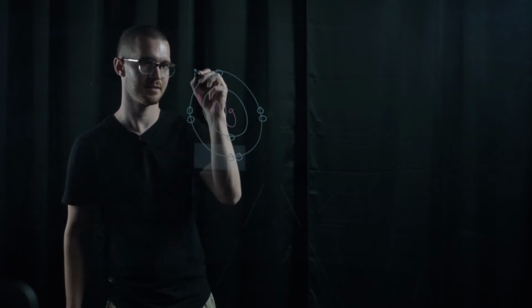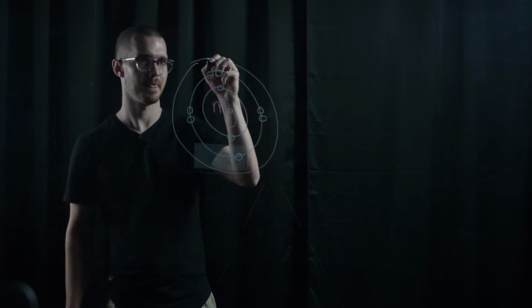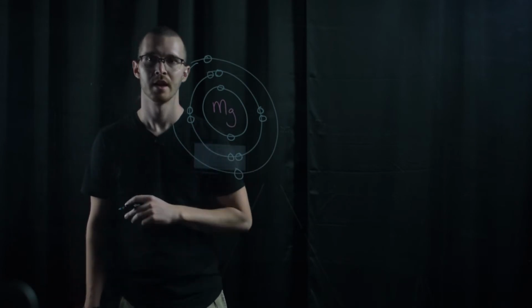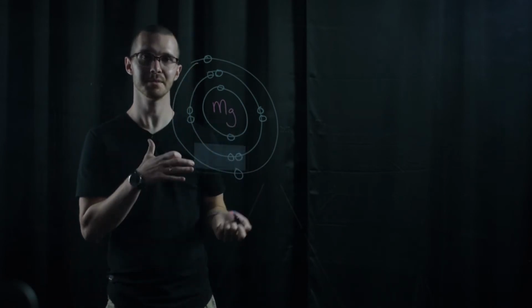So let's look first at magnesium. Magnesium is a metal and it can ionize. So we have our nucleus, which we'll just draw as the symbol for magnesium. Now magnesium has 12 electrons. So let's draw those 12 electrons in their energy levels. So 1, 2, 3, 4, 5, 6, 7, 8, 9, 10, 11, 12. So, now magnesium is going to lose electrons.